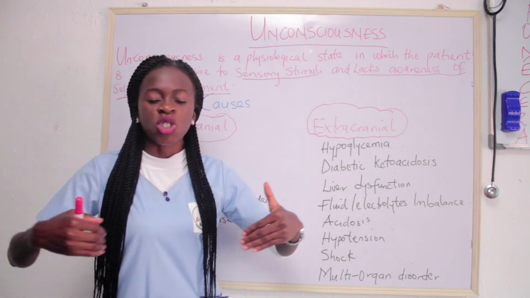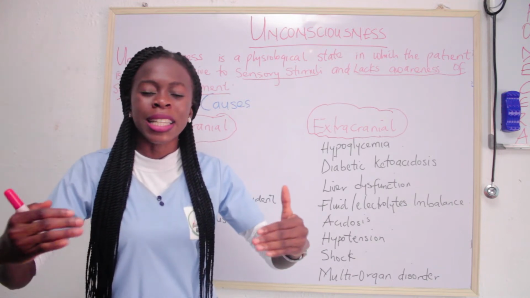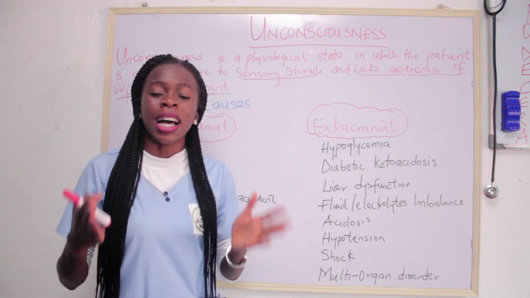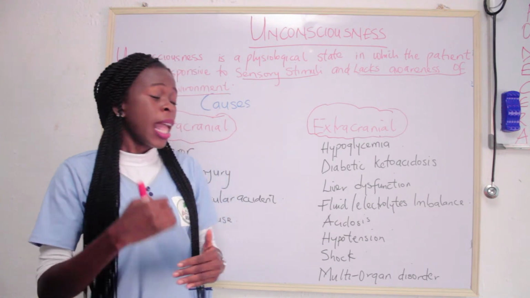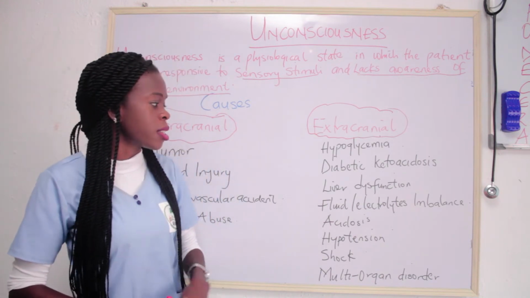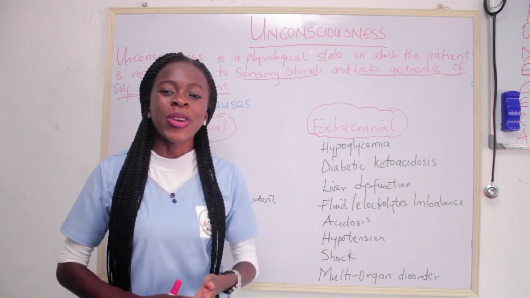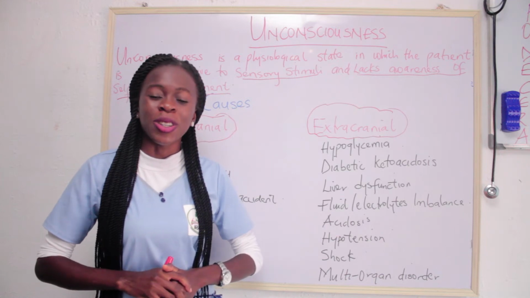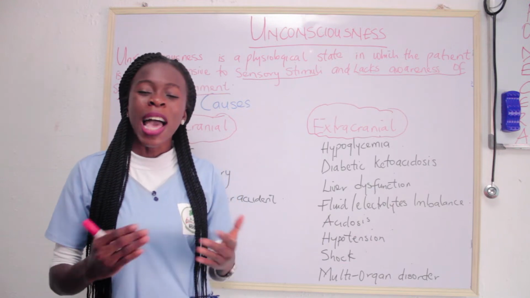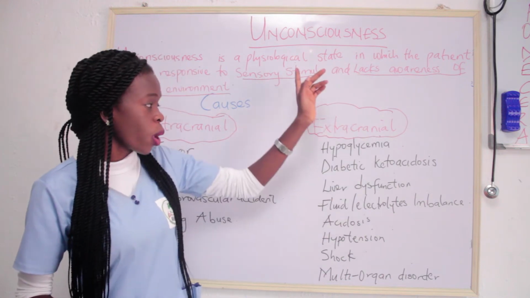As the name implies, extracranial causes are simply outside the brain. Things that cause unconsciousness outside the brain, as a result of metabolic and toxic activities in the body. So, examples of extracranial causes of unconsciousness. The first one we have here is hypoglycemia, popularly known as low sugar, a low glucose level in the body. We all know that the brain requires enough glucose to function actively. When hypoglycemia occurs, there is decreased glucose in the body. It can result in unconsciousness.